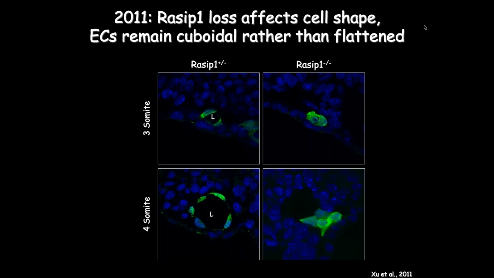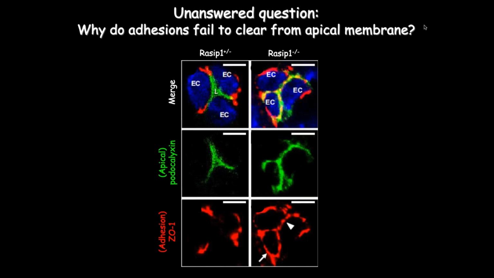And so they stay kind of in this cord-like conformation. And so the reason that they stayed in this closed conformation, never opened up that lumen, became clear when we published this paper. It was the fact that they never cleared the junctions from the apical membrane, a process that I mentioned at the beginning of the talk was really critical for lumen formation.